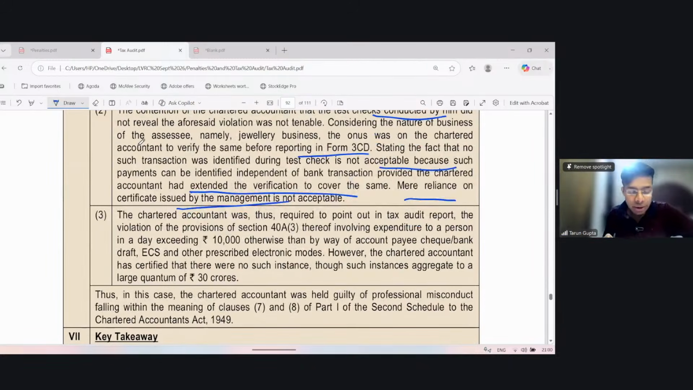So it was held that the chartered accountant was required to point out in the tax audit report the violation of Section 40A(3). However, the chartered accountant certified there was no such instance, though such instances aggregate to a large quantum of 30 crore. Thus, the chartered accountant was held guilty of professional misconduct within the meaning of clauses 7 and 8 of Part I of the Second Schedule of the CA Act. Understood? So this all was about the tax audit report.